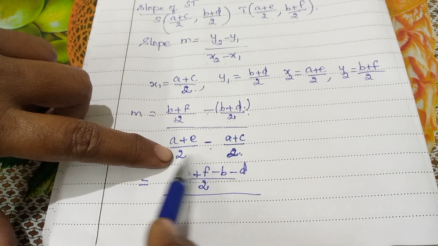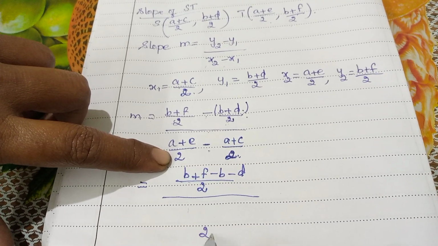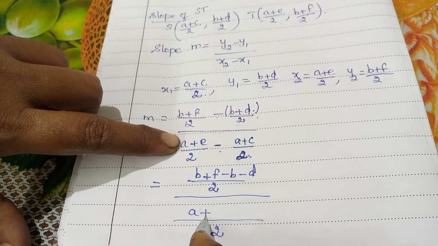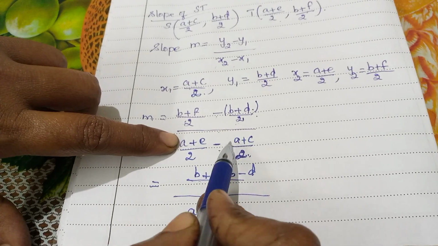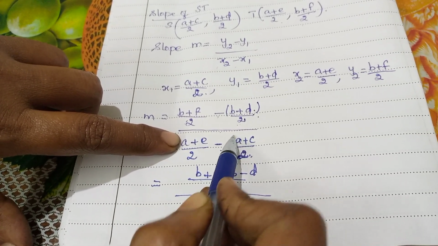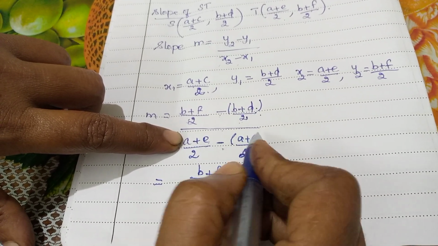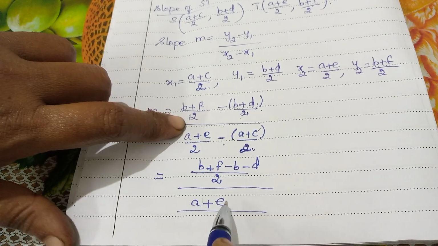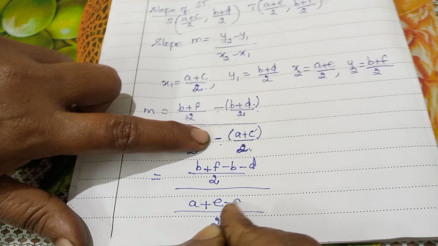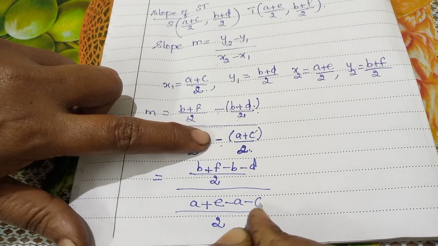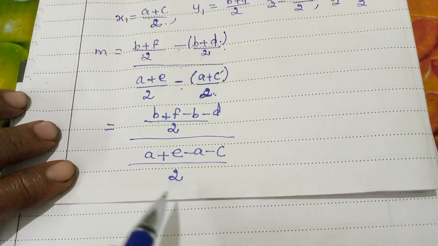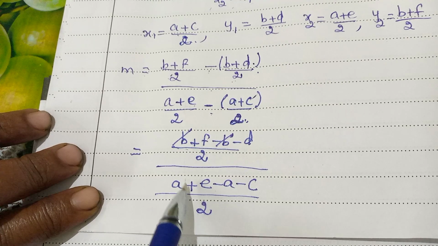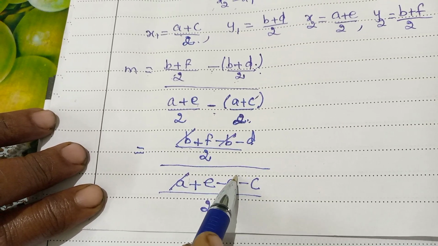Here the denominators are the same, right? 2. So the numerator can be written as it is, that is a plus e. Here also this minus is common for both. x2 minus x1. So here two terms are there, minus is common for both, so that a plus e minus a minus c. See here, plus b minus b can be cancelled, as well as a minus a can be cancelled.